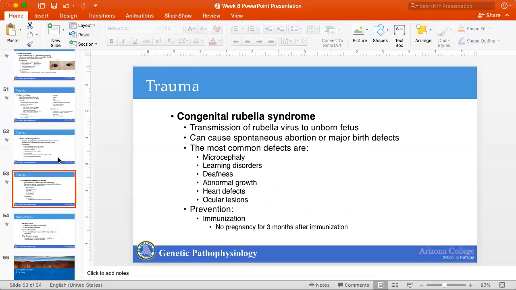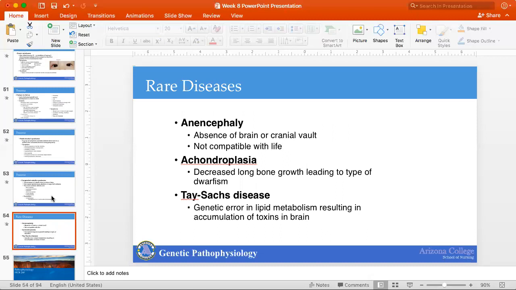Congenital rubella syndrome: transmission of rubella virus to the unborn fetus can cause spontaneous abortion or major birth defects. And then you can see some of the most common defects here. And then prevention will be immunization, no pregnancy for 3 months after immunization. And then some rare diseases.